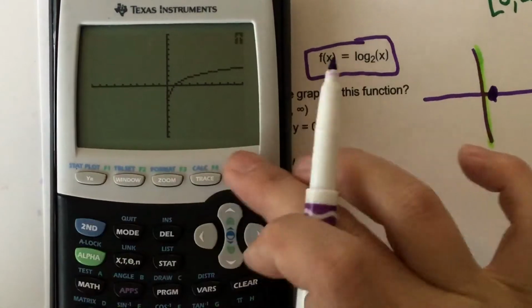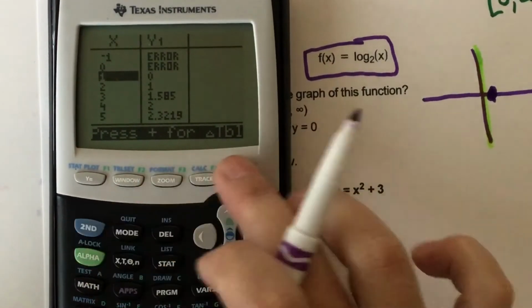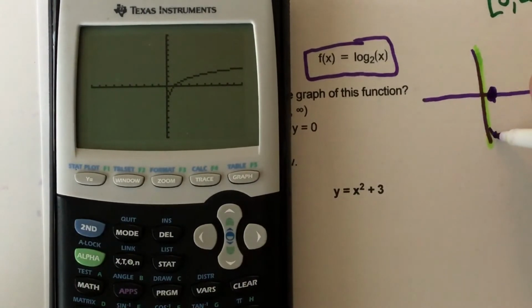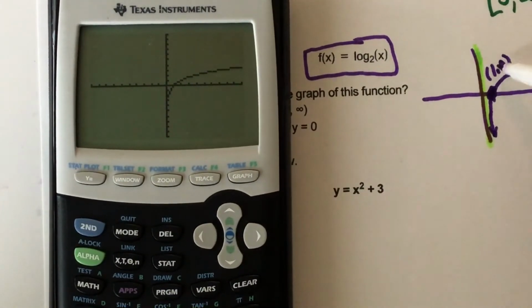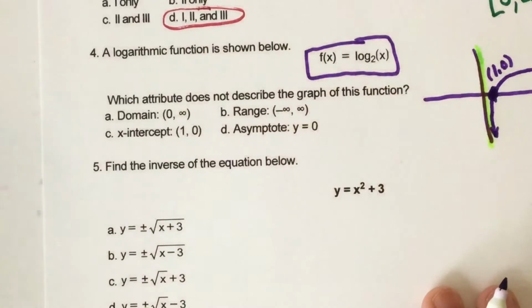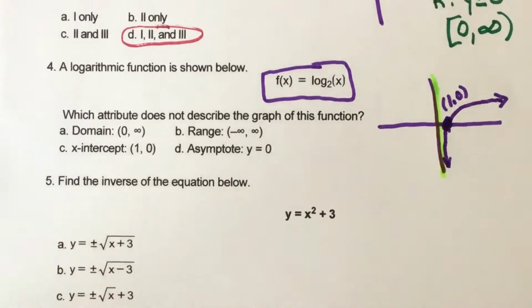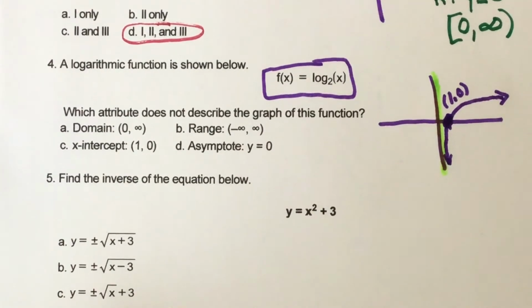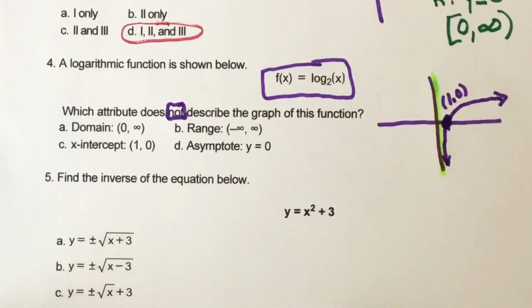And of course, I could go to the table and plot my points for myself to get a better idea of what the picture looks like. But it looks something like this. And this is the point 1, 0. Okay, so now, what's it asking? It says, which attribute does not describe the graph of this function?